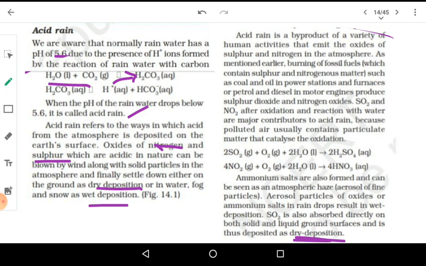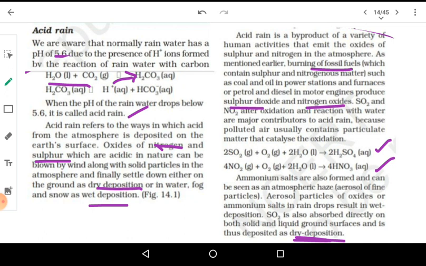Now, acid rain is a byproduct of a variety of human activities that emit the oxides of sulfur and nitrogen in the atmosphere. As mentioned earlier, burning of fossil fuels containing nitrogen and sulfur, such as coal and oil in power stations and furnaces, or even petrol and diesel in motor engines, is responsible for the production of sulfur dioxide and also nitrogen oxides. Now these SO2 and NO2, after oxidation and reaction with water, form major acids such as H2SO4 and HNO3.